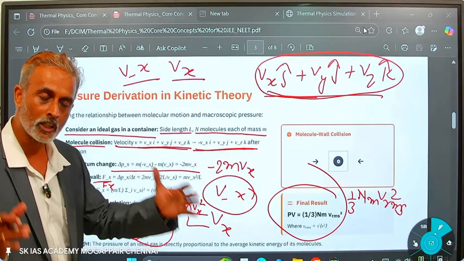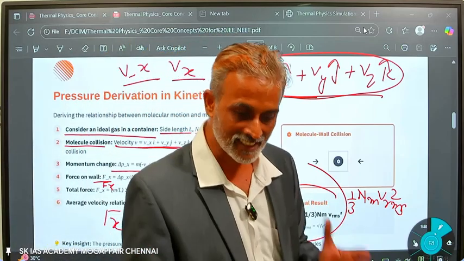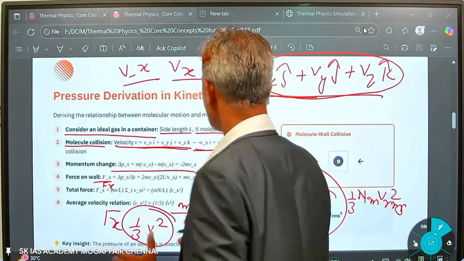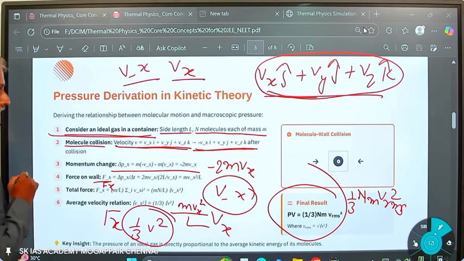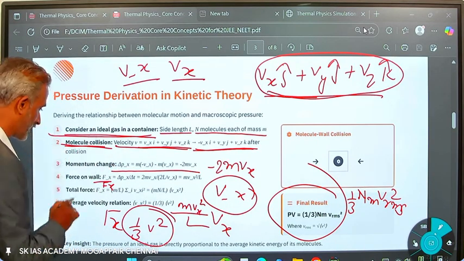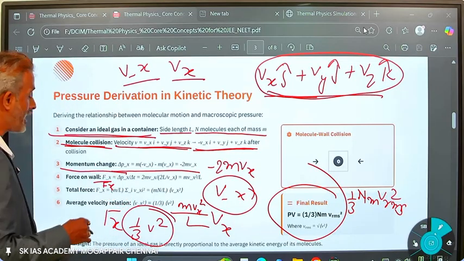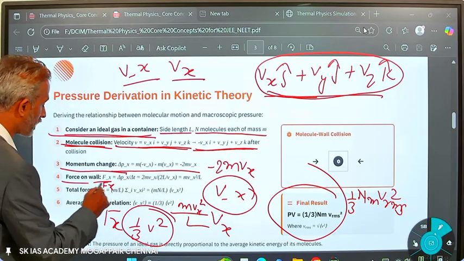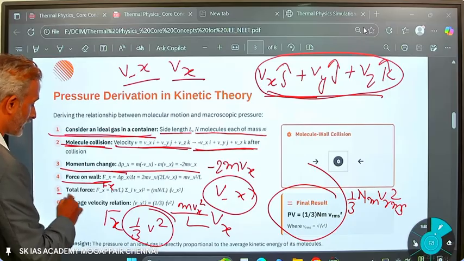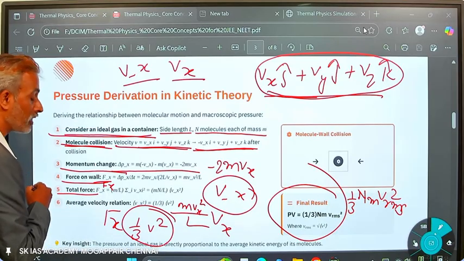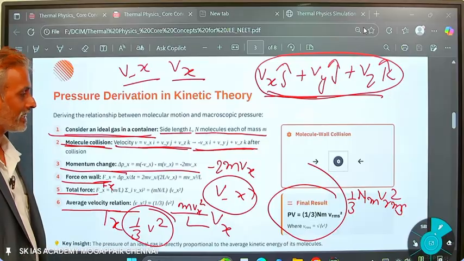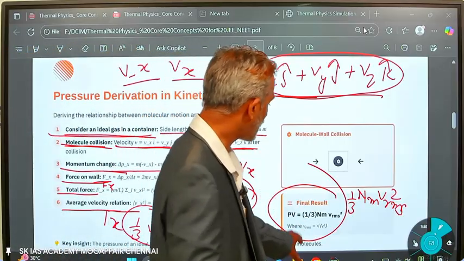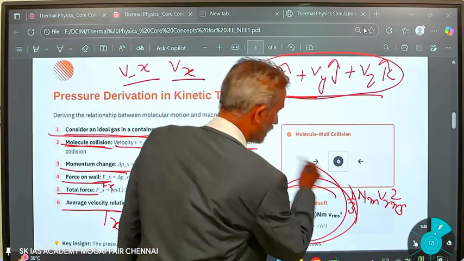Again I am going to explain the pressure derivation in the kinetic theory. First, we consider an ideal gas in a container. Second, molecular collision. Third, momentum change. Fourth, force on wall. Then we find the total force. Sixth, average velocity relation. Then finally we get this value. Okay.